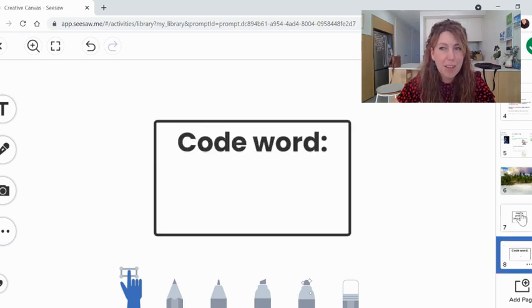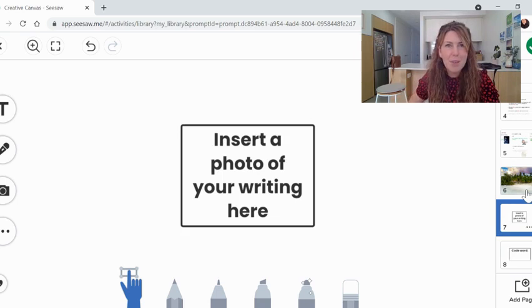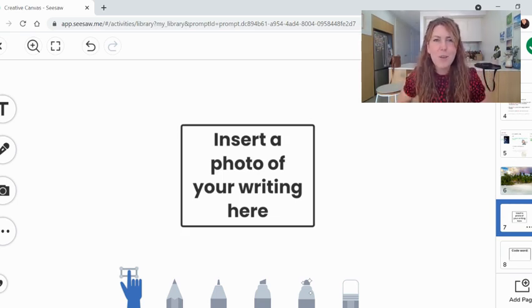Don't forget to include the code word. And I really look forward to seeing what you can create with similes and metaphors as your paint and your pencil as your paintbrush. Good luck, everyone.